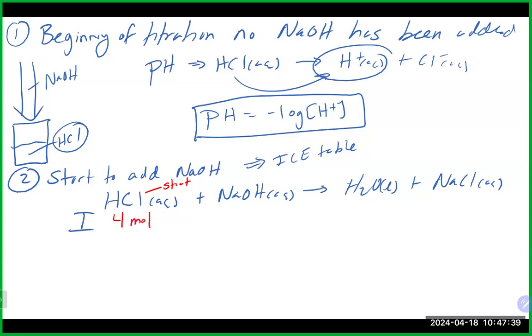Now, I am clearly at this point before the equivalence point, right? And this is what I'm adding. If I am before the equivalence point, should the moles of my sodium hydroxide, which is what I'm adding, be less than, equal to, or greater than the moles that I'm starting with? It should be less than.